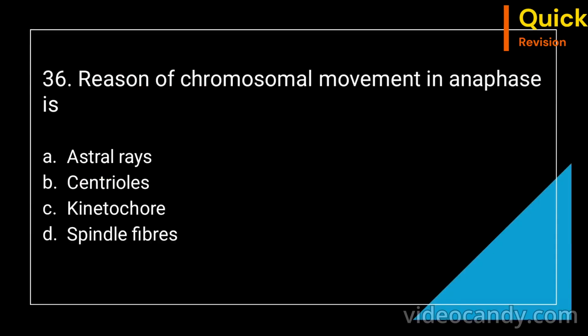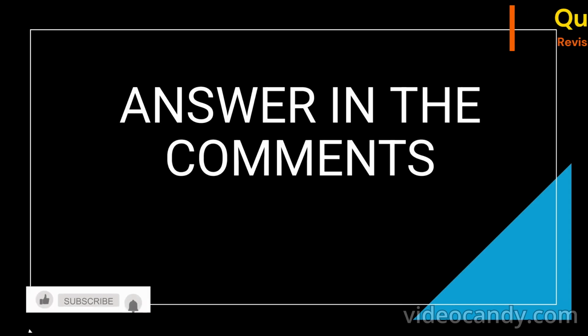36th question. The reason for chromosomal movements in anaphase is astral rays, centrioles, kinetochore, or spindle fibers? Please write your answers in the comments.